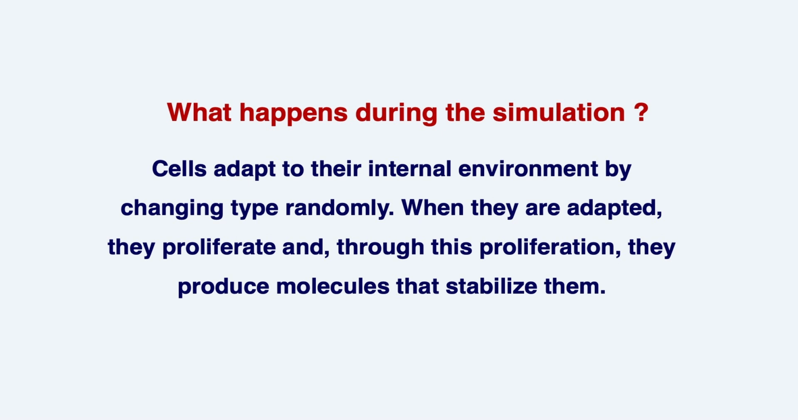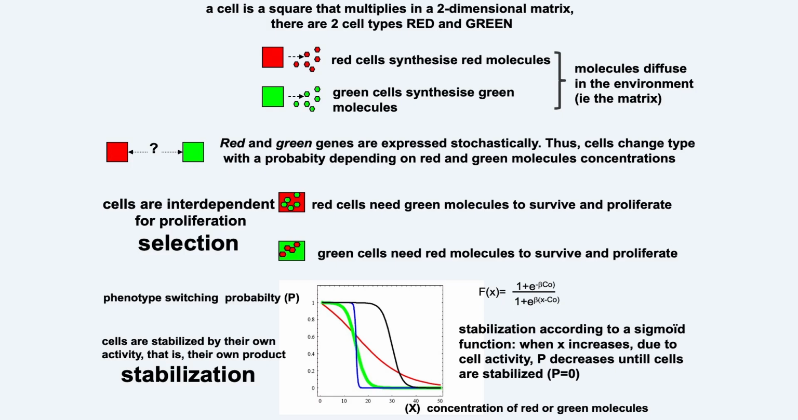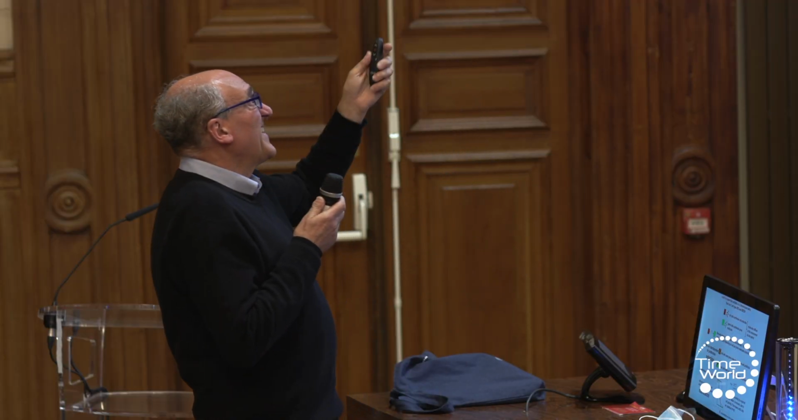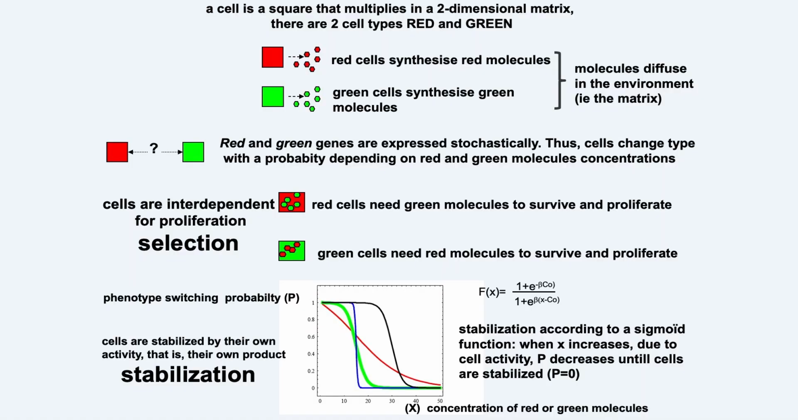In the simulations I'm about to show you, cells adapt to their internal environment by switching type randomly. And when they are adapted, they proliferate, and through their proliferation, through their activity, they produce molecules that stabilize them. So in this simulation, I need to give a little bit of details. In this simulation, so you can follow on the slide, a cell is a square that multiplies in a two-dimensional matrix, and there are two types of cells, red and green.